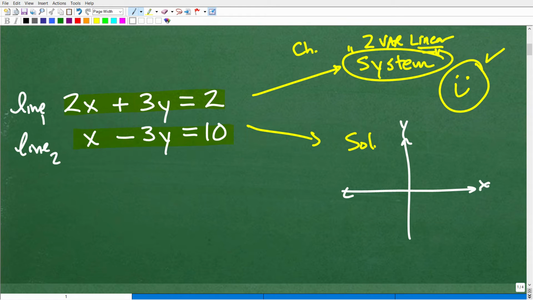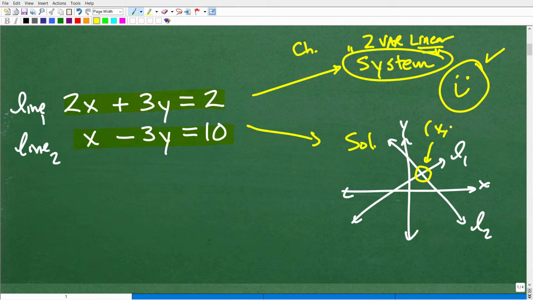Here is y, here is x. We could graph one line, and that's line 1, and we could graph this other line. That would be line 2. And where the lines intersect, right there is the solution. Okay, so that's what I want you to know, that the solution to this system represents the specific xy coordinate where these lines intersect. Now, that's if this system has a solution. It may not have a solution.